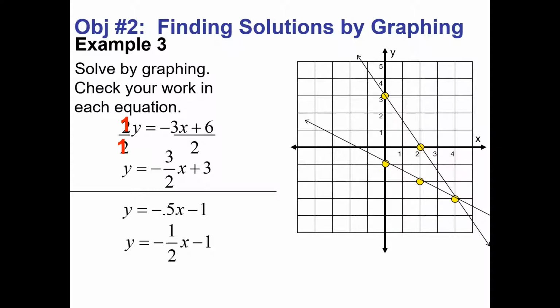And hey, right there, our two lines are meeting up, and that's at the point 4, negative 3. Notice that the answer is an ordered pair. That's something that a lot of people struggle with.